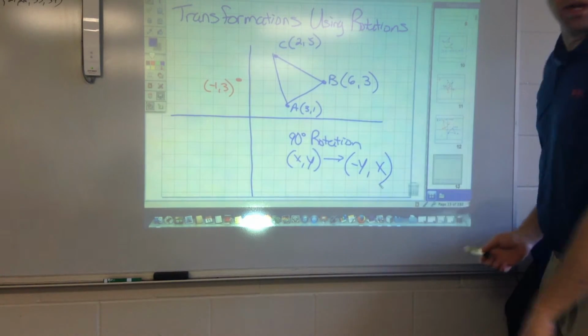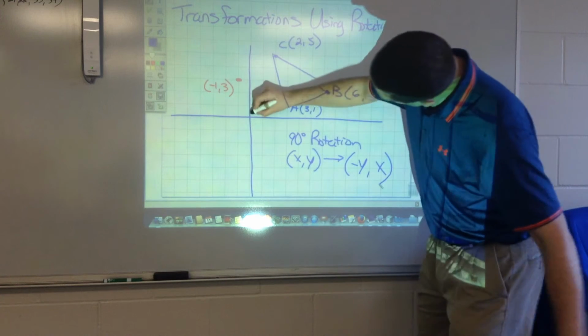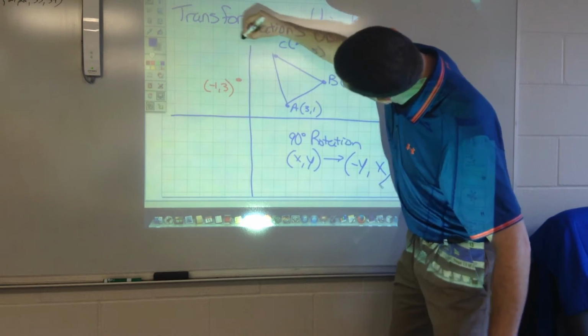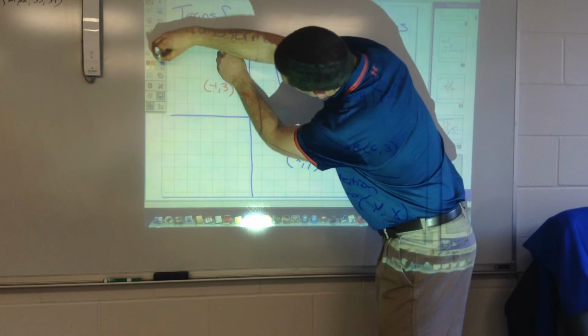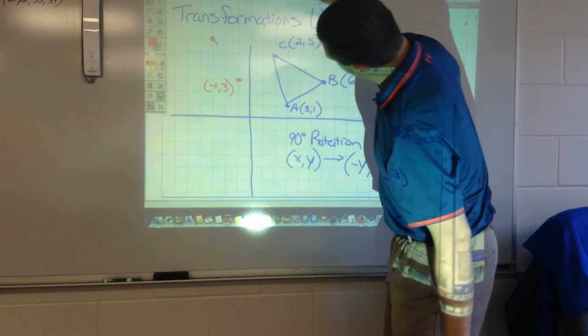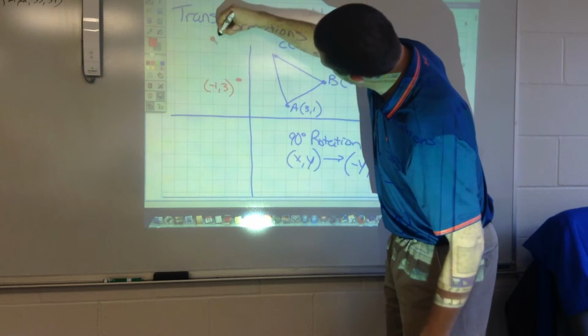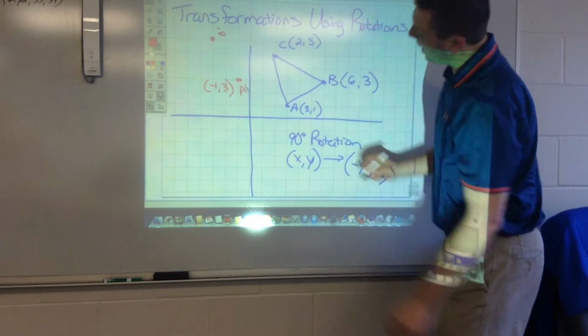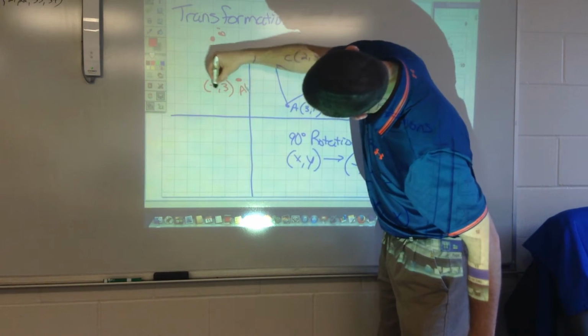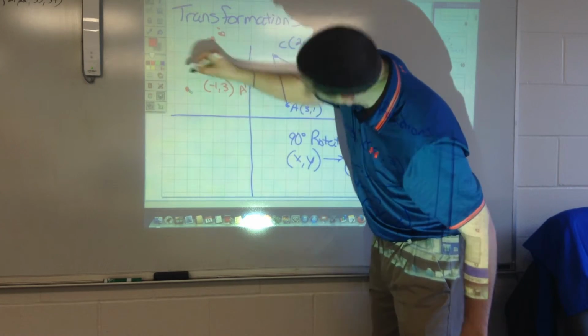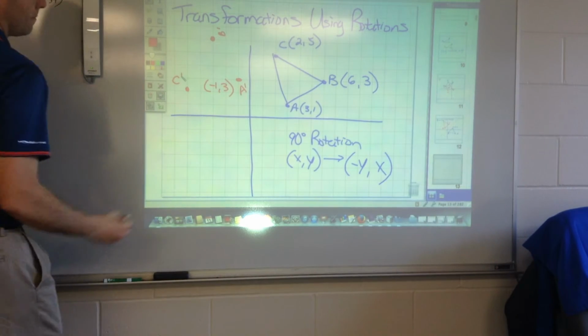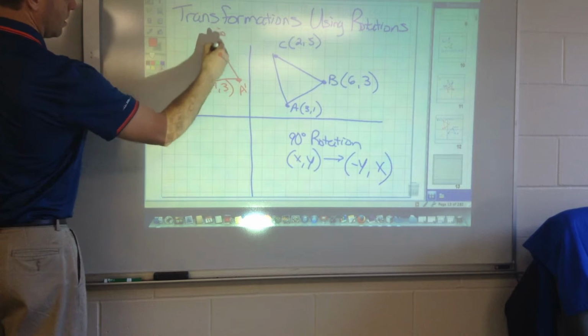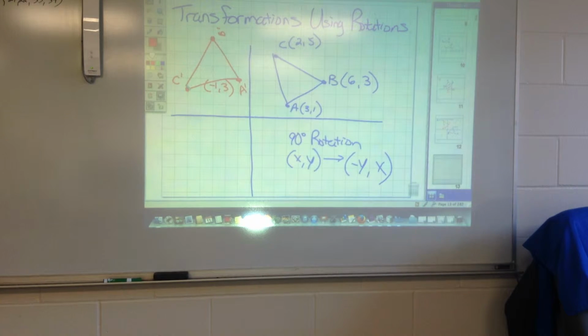So if I want to find my new B prime, I look at it here and go 1, 2, 3, 4, 5, 6, 1, 2, 3. So right there. There's my new point B prime. And then C was at 2, 5, so 1, 2, 1, 2, 3, 4, 5. There's my new point C prime. So there's a 90-degree rotation that just took place.